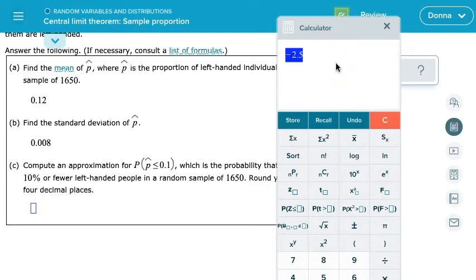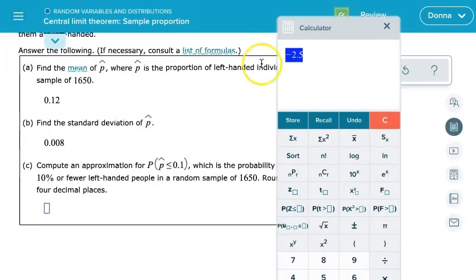So let's do that. So we get a z-score of negative 2.5. And to find the probability that p-hat is less than or equal to 0.1 is equivalent to finding the probability that z is less than negative 2.5. We hit equals, and we get 0.006.